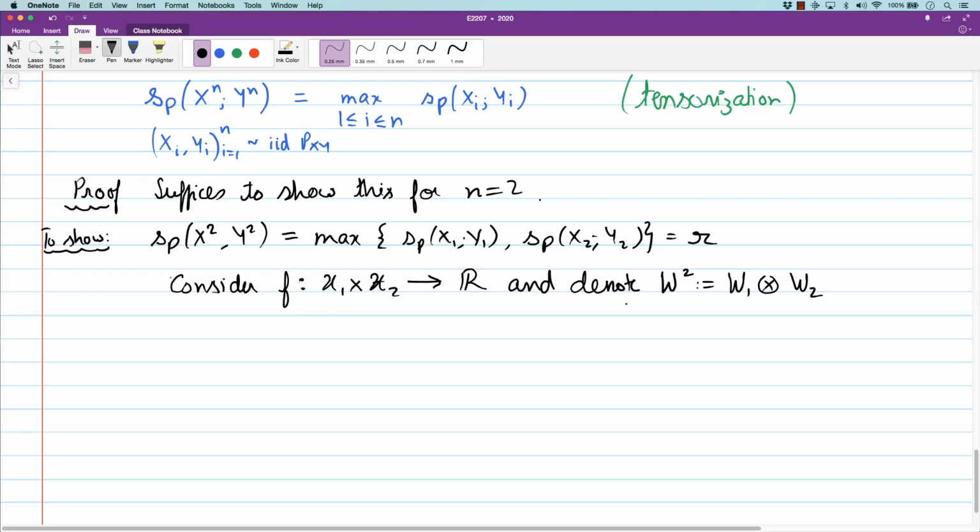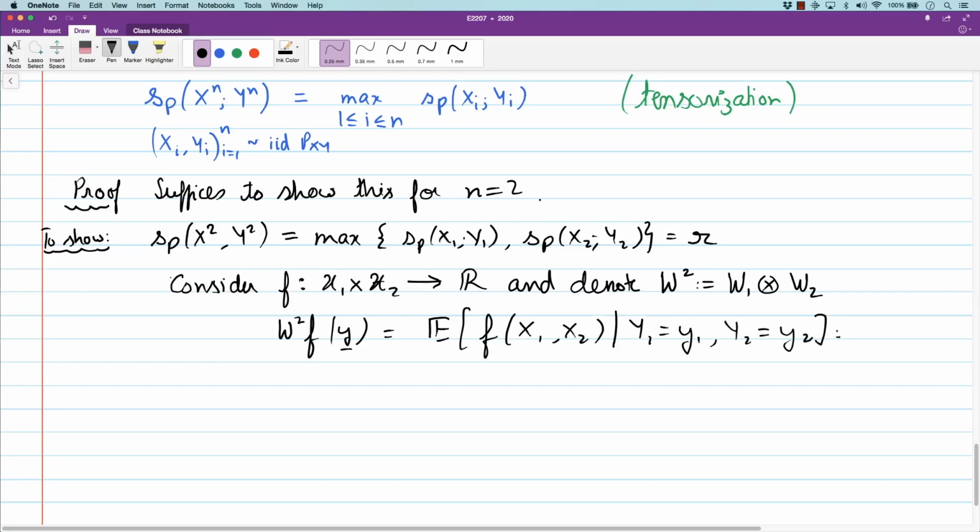So we'll use this w2 operator as before. W2 of f will be the conditional expectation of f given y1, y2. So this is expected value of f of x1, x2 given y1 equals small y1 and y2 equals small y2. That's the W2 operator. And maybe one more convenient notation.